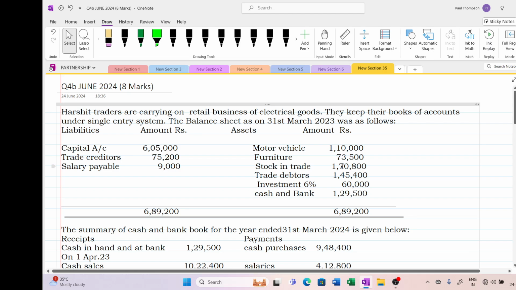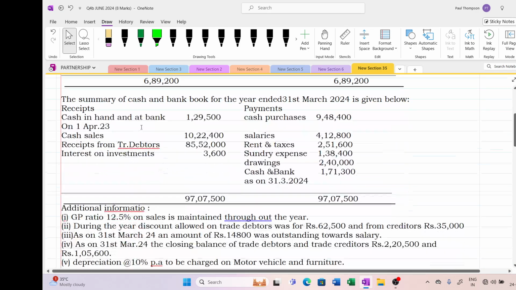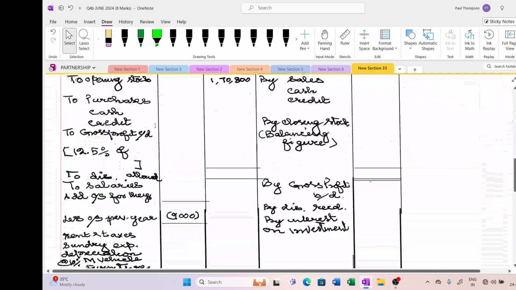This stock is the opening stock I have taken to trading account. Debtor account, I have taken the opening balance of debtor to total debtors account. Investment I have taken to balance sheet. But cash and bank, this is opening cash and bank. I don't need this at all. Okay. Now I have posted all these items. Now I am moving on to cash and bank. Okay. So I'll show you at the end.